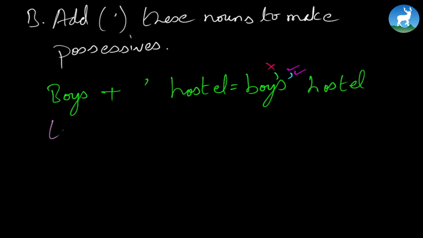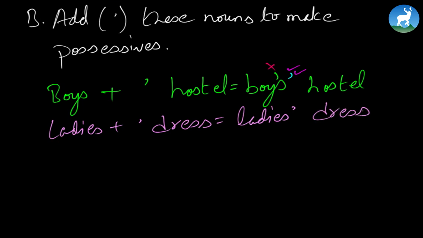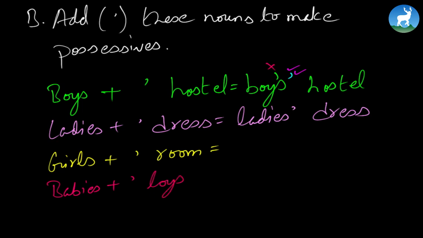Okay. Now we have ladies plus dress. So how do you write it down here now? Ladies' dress. See? Girls plus apostrophe, room. Again, I know you can do it very easily. Now we have here babies, toys. Babies plus apostrophe. And then we have toys. Got to figure that out. And villagers, leader. So what would the answer be? That's again your call. Okay. I'm sure you can do it. Simple exercise.